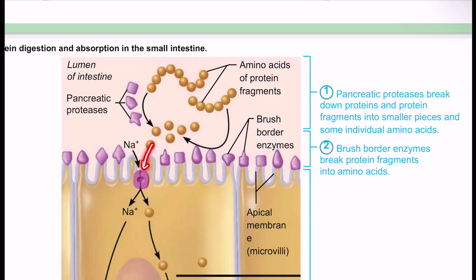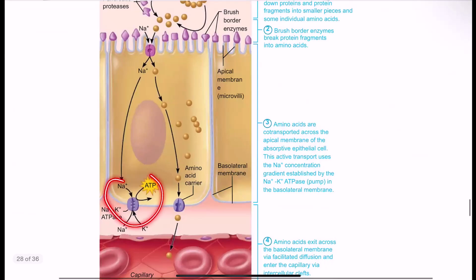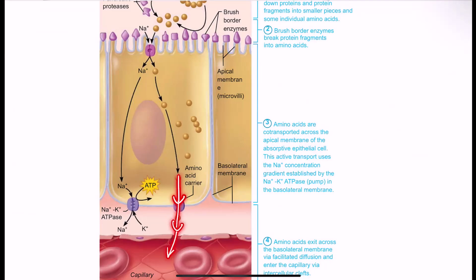Those monomers can enter the cell with the co-transporter sodium and travel across the cell, which is in part motivated by the actions of the sodium-potassium pump, period. That's what I care that you know about. And then that amino acid is able to leave the cell and enter the blood.